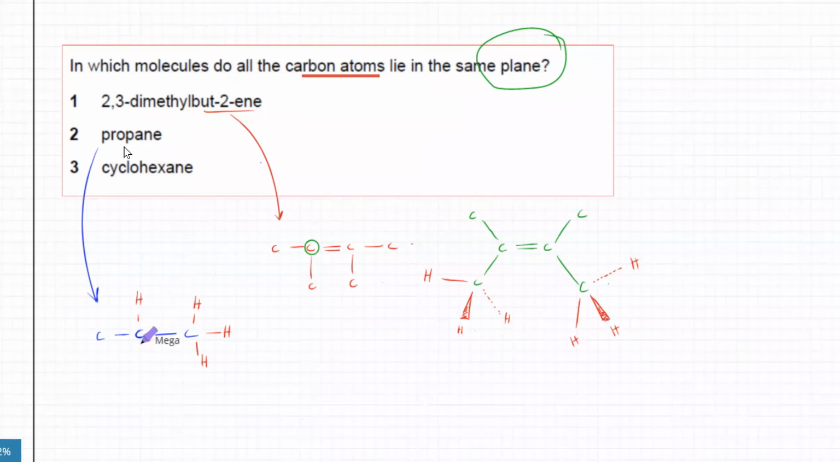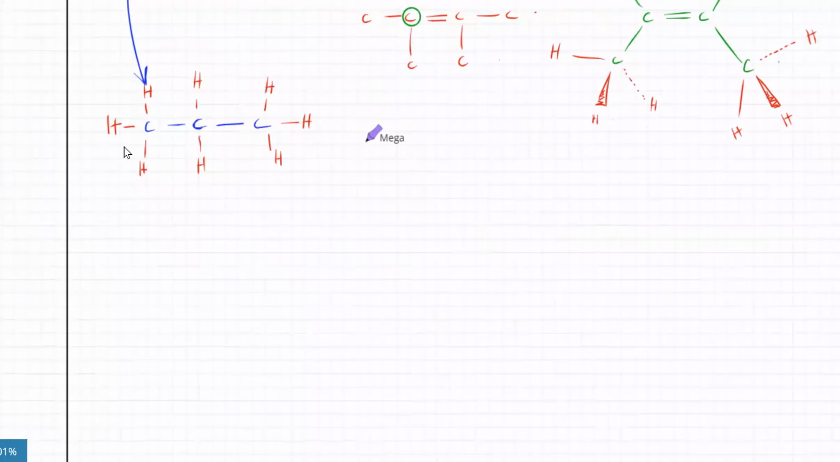So here, all of these are H, okay? We fit those in the middle, okay. But remember, we don't care about the red ones. The whole question is about the carbon atoms. Let's focus on this middle one.